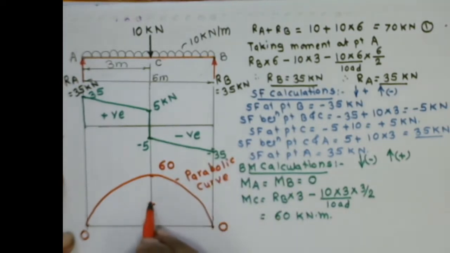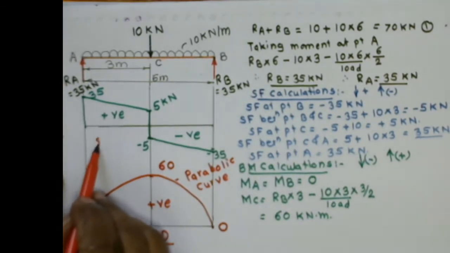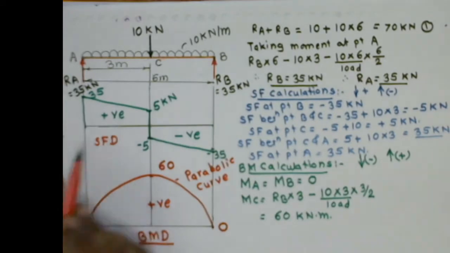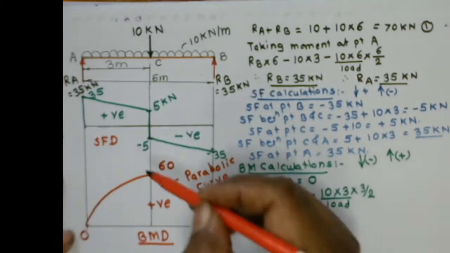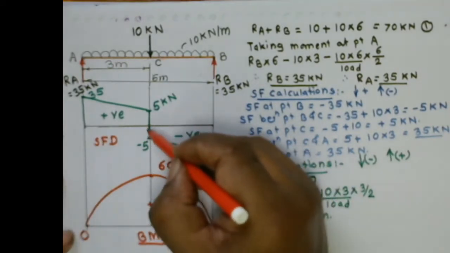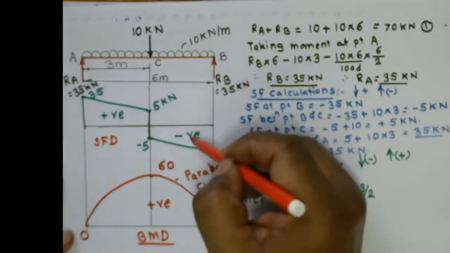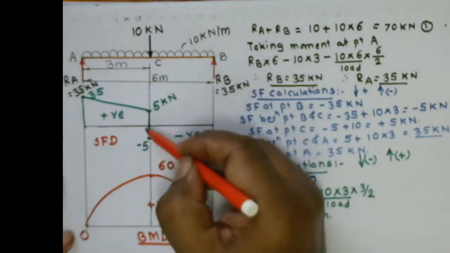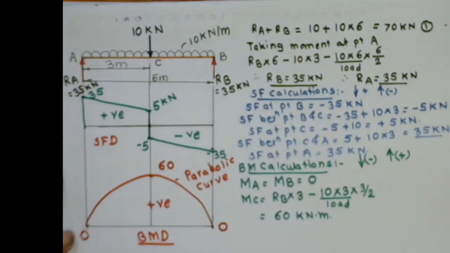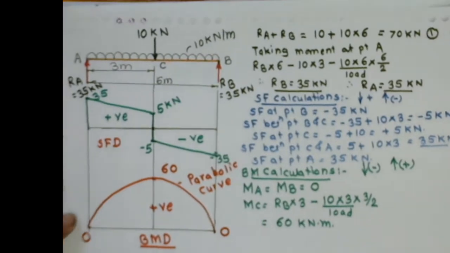So this is the complete bending moment diagram, this BMD, and this SFD. In this case the shear force diagram also changes sign from positive to negative at the center. So this is the point of contraflexure for this span of the beam. Okay, now come to the next problem.